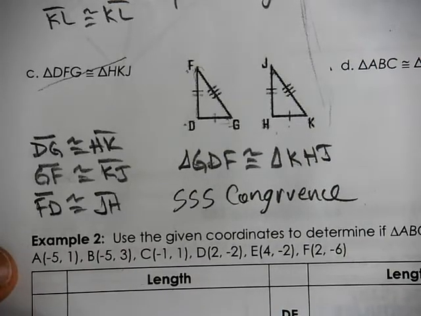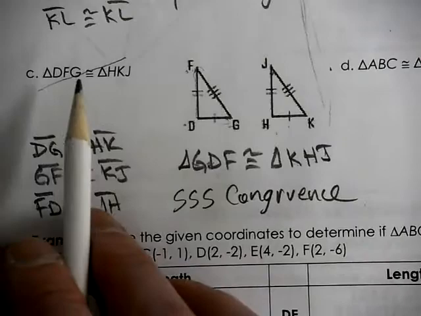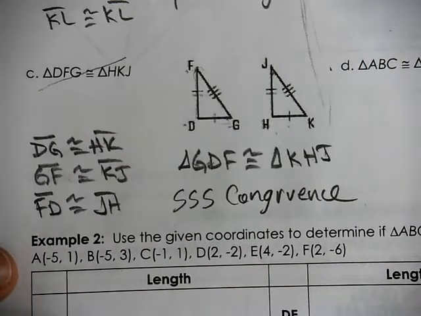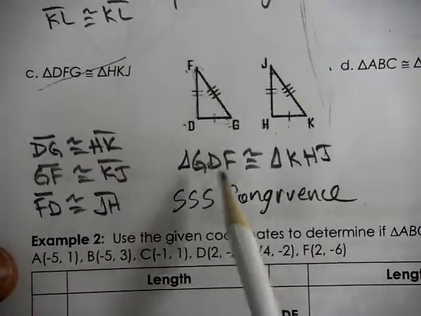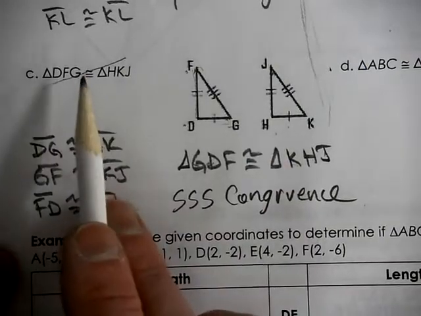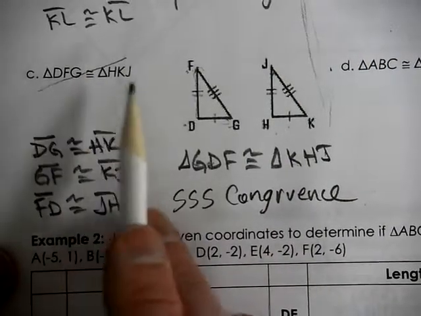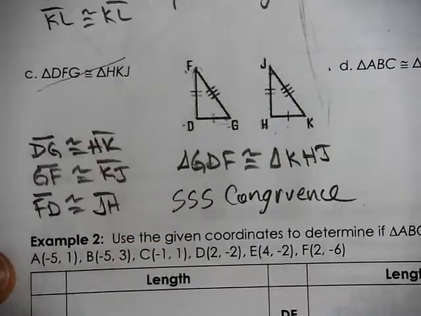So you do have to watch out that the order of the congruent statement matters. There are 6 correct ways we could have written this. This was not one of them. These were not corresponding parts lined up.